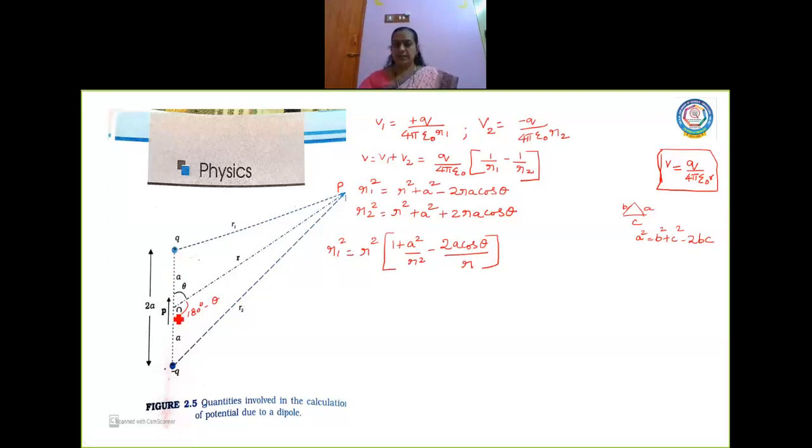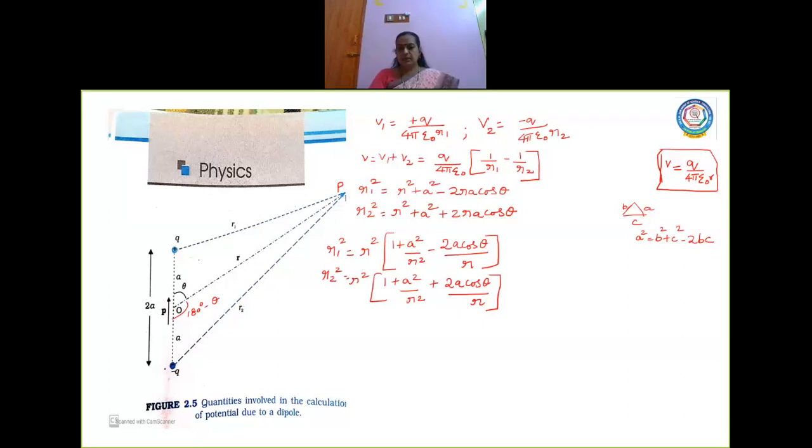Similarly, I will write for R2 square also, children. R2 square equals R square, again here I have 1 plus A square by R square, plus 2A cos theta by R. Is it clear? So I have two equations for R1 square and R2 square. One is 1 plus A square by R square minus 2A cos theta by R.